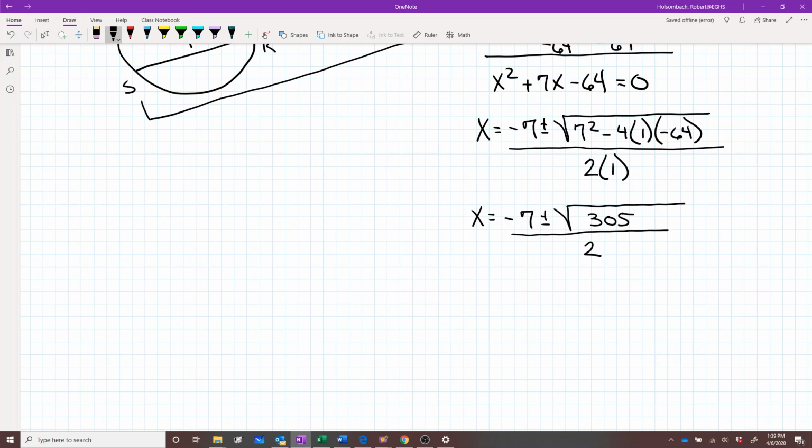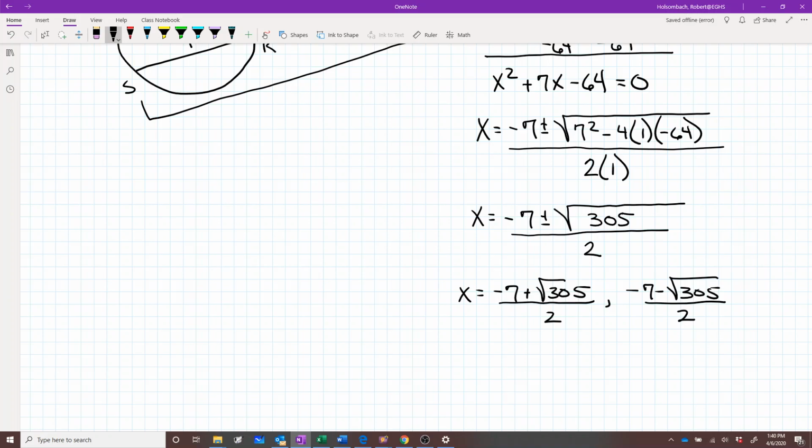So we're going to break this apart and we're going to do it twice. Our X is going to be equal to negative 7 plus the square root of 305 divided by 2, and negative 7 minus the square root of 305 divided by 2. After you take your negative 7 plus your square root of 305, be sure to hit the equal sign and then divide by 2. Same with when you're subtracting.